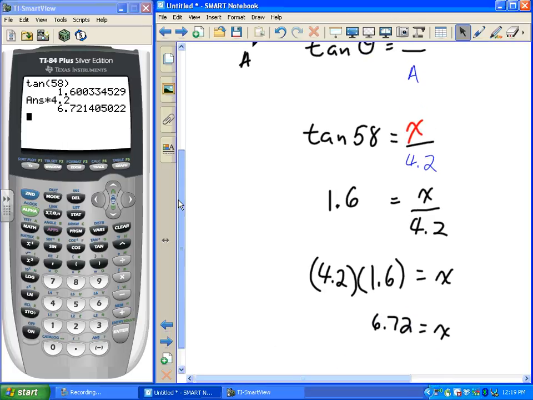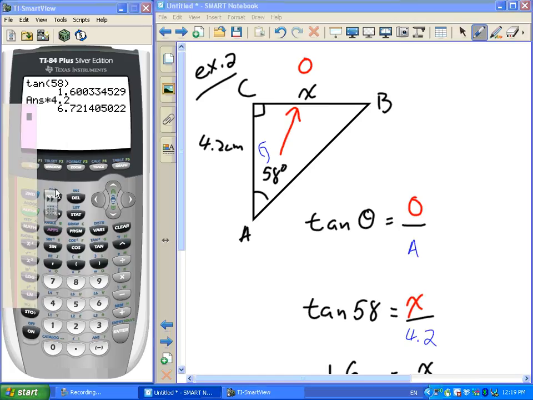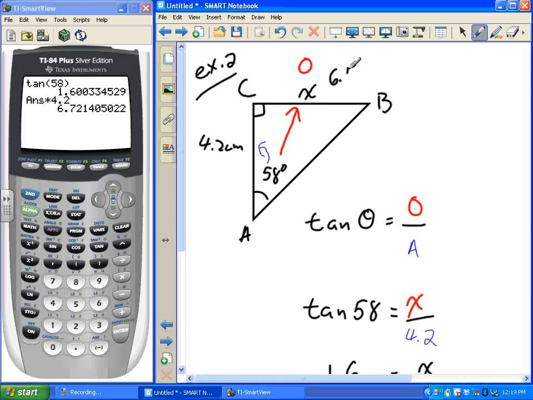Now if we quickly take a look at that, that means that that side of the triangle is 6.72. I've now solved for it. Okay? I've solved for that side of the triangle. Do you guys have any questions about that?